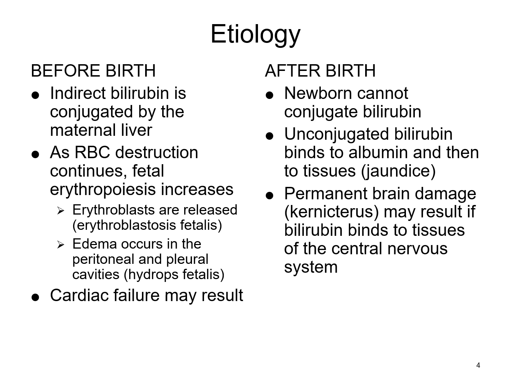Now, after birth, one of the issues is that the newborn is not able to conjugate that bilirubin anymore. So that unconjugated bilirubin will bind to the albumin, and then seeps over into the tissue, which gives the baby that jaundice appearance, where they have that yellowing or golden color of the skin. Permanent brain damage can happen as a result of the bilirubin binding to the tissues inside of the central nervous system, so it can actually cause damage to the brain itself.